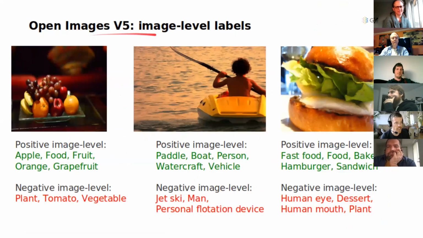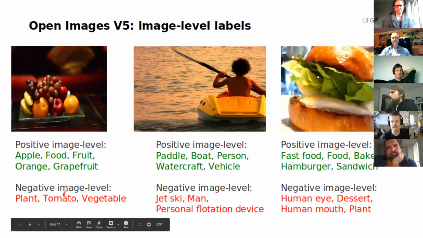There are image level labels in this data set. The example I'm going to talk about is the one on the left. So this image actually has multiple labels at the image level. This is an apple image, this is a food image, this is a fruit, orange, and grapefruit image. But we can't just assume that everything that wasn't labeled here is not here, because they didn't go to that. There were so many classes, they just couldn't exhaustively check all of them against all images.